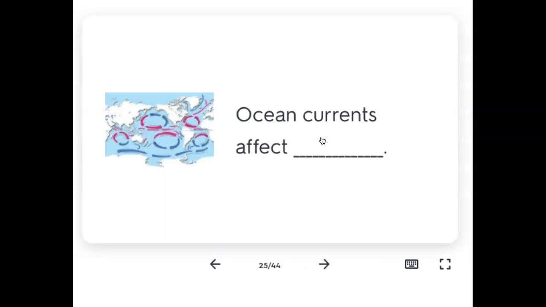Ocean currents are going to affect climate. So as you have the ocean water circulating, the warmer water is going to be carrying that warmer air above it, whereas colder water is going to have colder air above it.